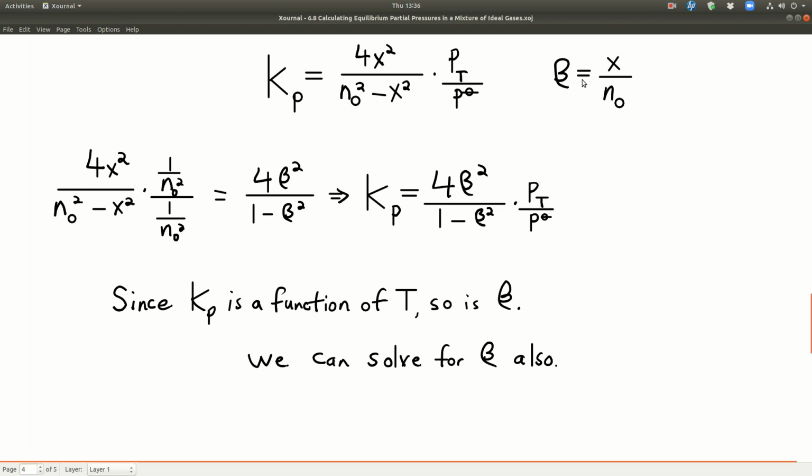Remember, beta, the degree of dissociation, is X over N0. So our goal is to write the Kp in terms of beta. If I take this part of Kp right here, 4X squared over N0 squared minus X squared, and multiply it by 1, which I can always do in the form of 1 over N0 squared over 1 over N0 squared, because that's just 1, what we get is 4 times X squared over N0 squared, which is beta squared. N0 squared over N0 squared is 1. X squared over N0 squared is beta squared. So that means that Kp, substituting this expression in here, is 4 beta squared over 1 minus beta squared times total pressure over the standard pressure.